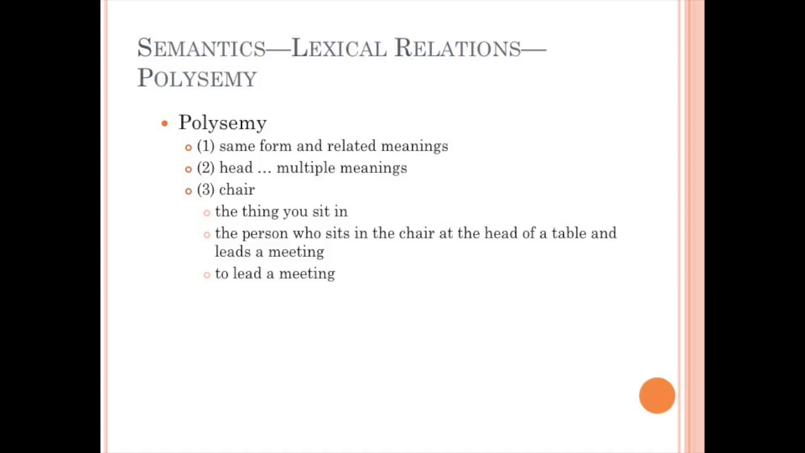With polysemy, we're talking about the same form and related meanings. For example, there are many different kinds of head: the head of beer, the head of a corporation, the head of the class, and all of these have the same form and related meanings. They all kind of suggest being on top of something.